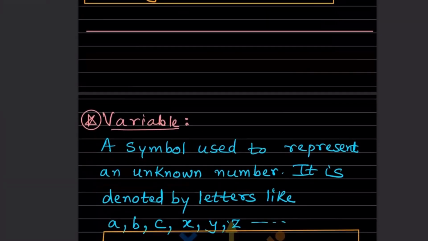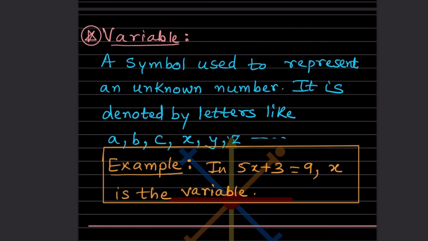Now we will go for the next term, called the variable, and this is very important. It is a symbol used to represent an unknown number, and it is also denoted by letters. You must have seen in many questions: what is the value of x, what is the value of a, and so on. You must have come across that. That is called the unknown, and we have to find out its value.